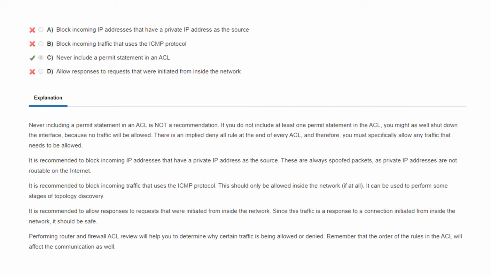It is recommended to allow responses to requests that were initiated from inside the network. Since this traffic is a response to a connection initiated from inside the network, it should be safe. Performing router and firewall ACL review will help you determine why certain traffic is being allowed or denied. Remember that the order of the rules in the ACL will affect the communication as well.